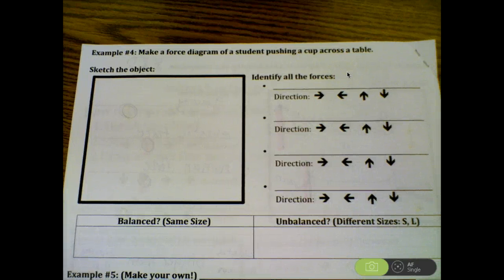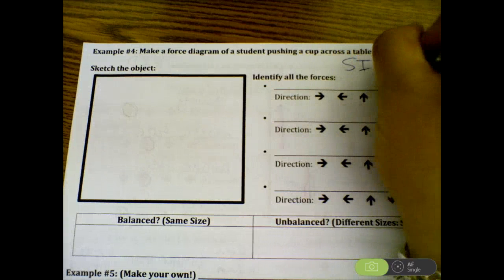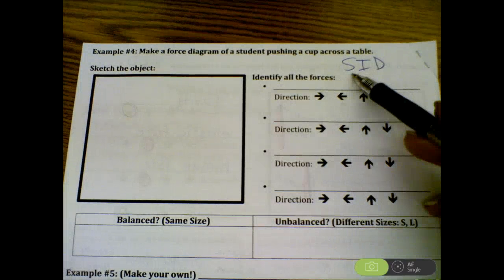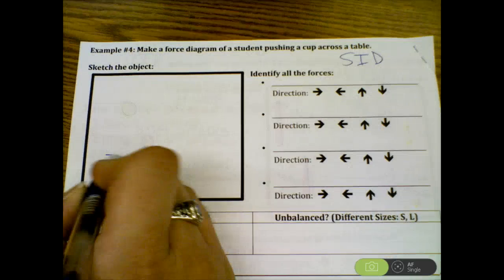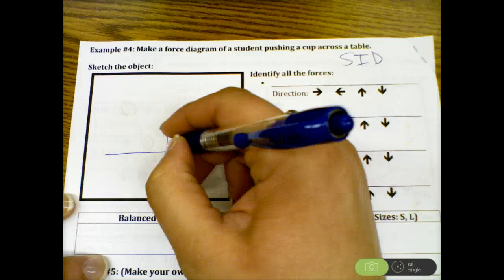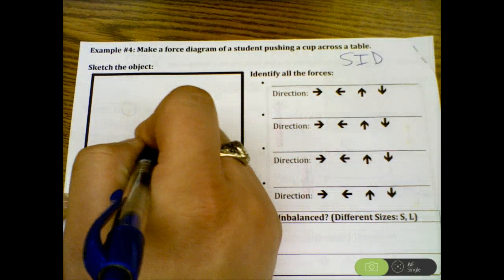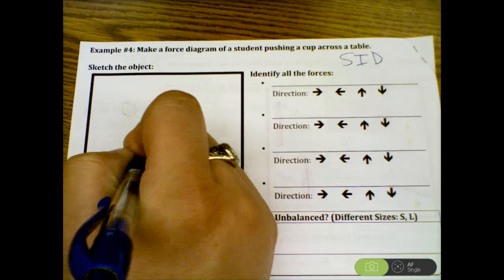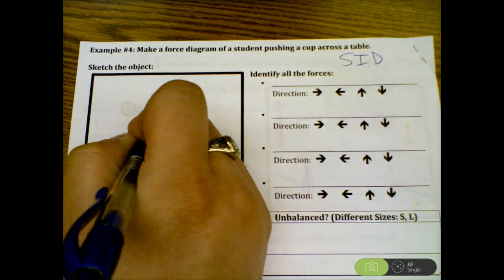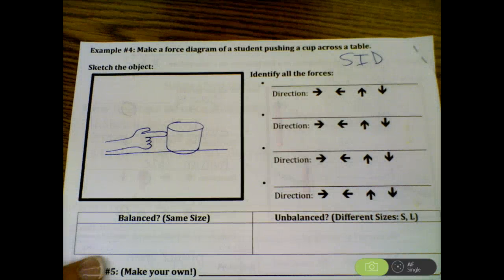So example number 4 says to make a force diagram of a student pushing a cup across the table. So using our SID method, the first thing I need to do is sketch the object. Again, it does not need to be a masterpiece. Let's do a little cup, and someone pushing the cup. Alright.